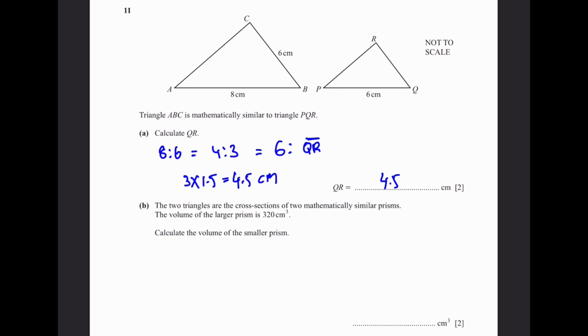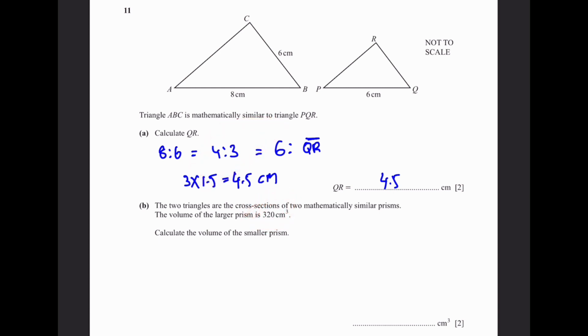B. The two triangles are the cross sections of two mathematically similar prisms. The volume of the larger prism is 320 centimeters cubed. Calculate the volume of the smaller prism. So we know the ratio 4:3. We know that the larger prism will be the one with triangle ABC. The smaller will be the one with triangle PQR. The volume of the one with ABC is 320 centimeters cubed, and the ratio is 4:3, like I just said. So we need this ratio. How? So we need to divide the value of 320 by this ratio.